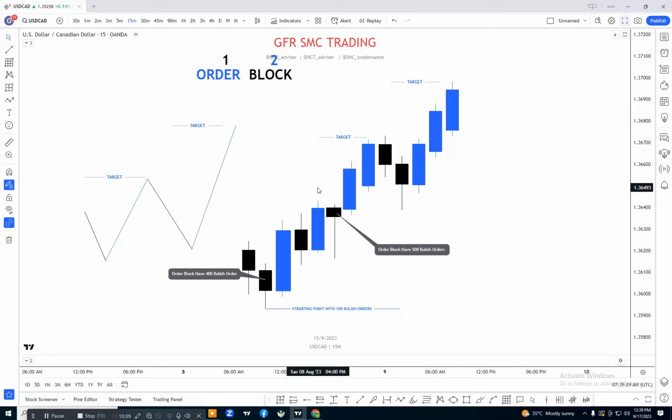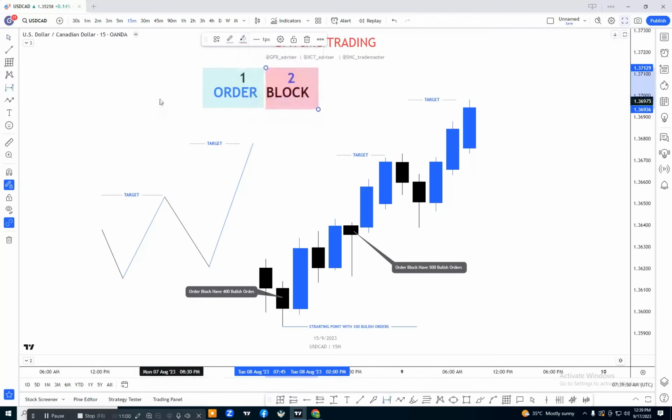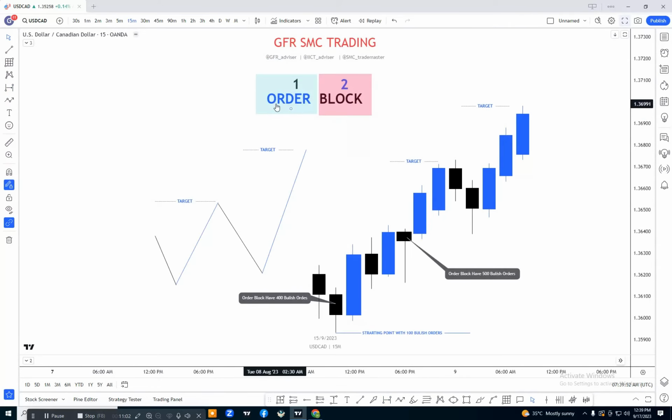How an order block works. We can learn this by just focusing on the name of the order block. If we look at this, an order block has two sections. One section is order, the second section is block. This is our first section and this is our second section. We will discuss the order first. What is the meaning of order? The meaning of order is simply the order of buyers and sellers. It can be a buying order or it can be a selling order.